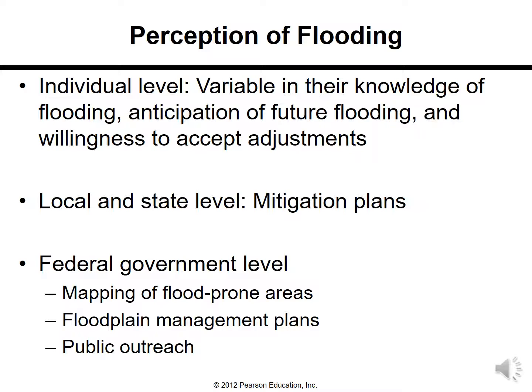Perception of flooding at the individual level varies in their knowledge of flooding, anticipation of future flooding, and willingness to accept adjustments. So people need to be aware. The public needs to be aware about this. At the local and state level, there are mitigation plans, and at the federal government level, the mapping of flood prone areas, floodplain management plans, and public outreach. So you can advise people not to build houses or any structures on the levees or on the floodplains that may cause future floods.